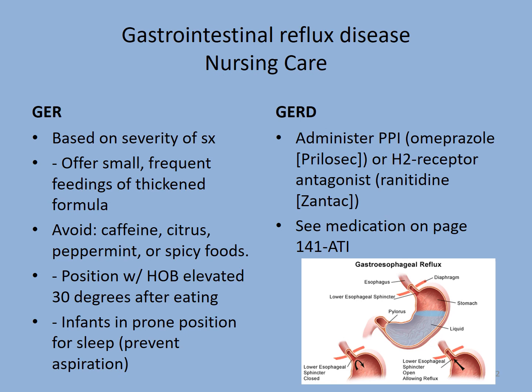If mom is breastfeeding and or if it's an older child, they are to avoid caffeine, citrus foods and fruits, peppermint or spicy foods. The child can have the head of the bed elevated 30 degrees while eating, or when we're feeding them, we hold them in an upright position. The SIDS Foundation and the American Academy of Pediatrics have given permission for babies with reflux to be placed in a prone position at night or for sleep so that it prevents aspiration.